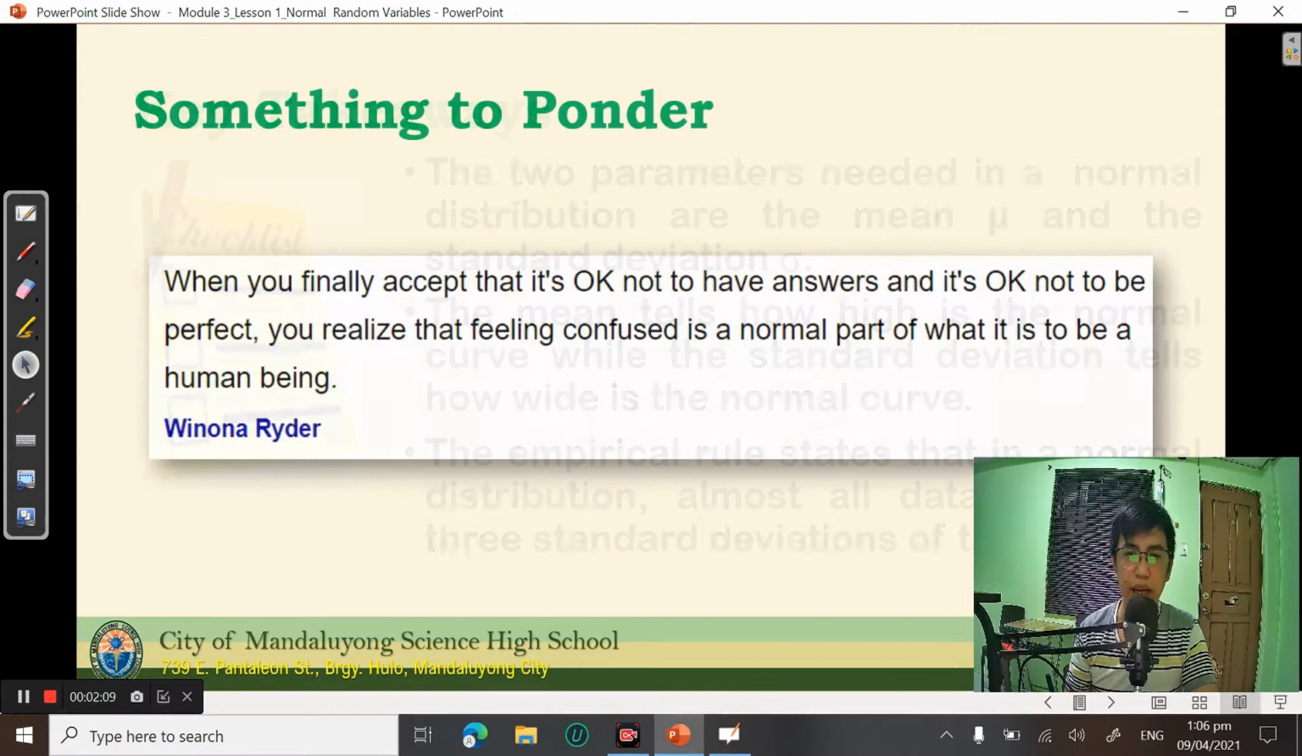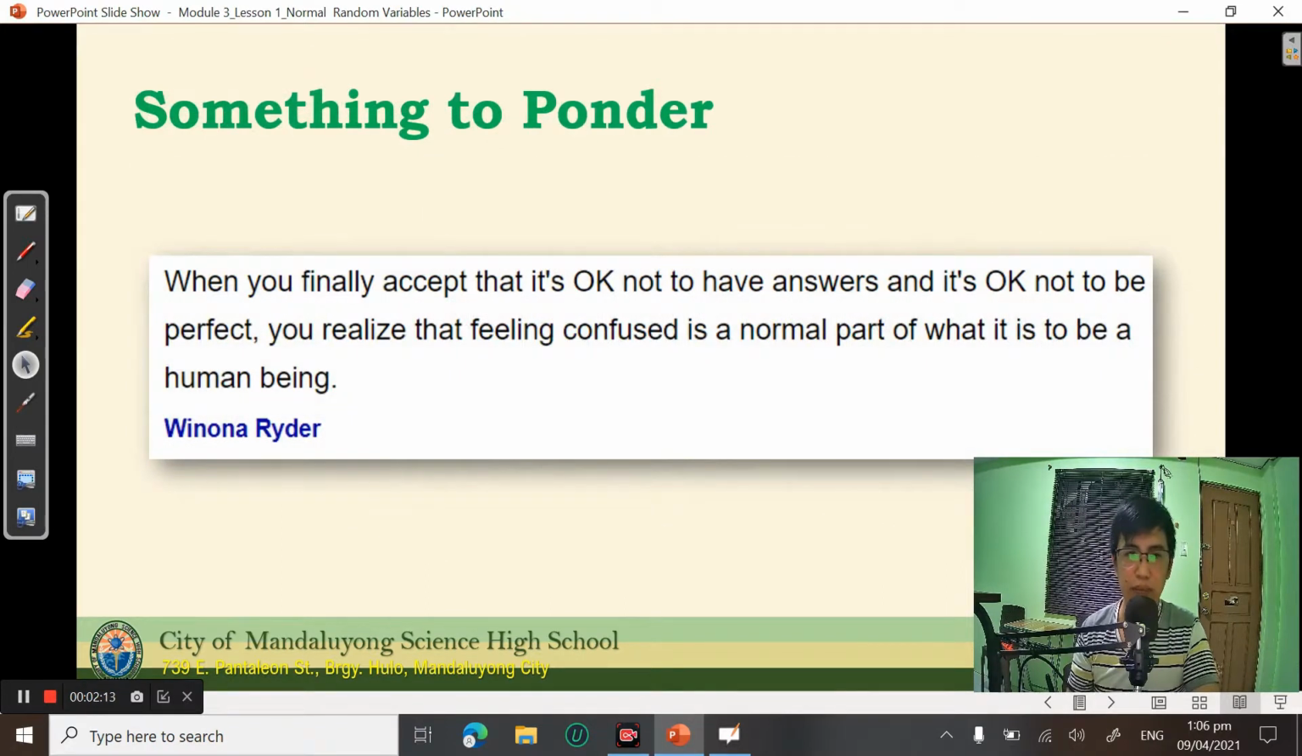Before I end my presentation, I would like to leave something to ponder, a quotation from Winona Ryder, who said that when you finally accept that it's okay not to have answers and it's okay not to be perfect, you realize that feeling confused is a normal part of being a human being. As they say, to err is human. So it's okay to make mistakes, because we are human. It's okay to be confused because we are human. But if you're not going to do anything with those confusions and those errors, then you don't deserve to be a human.